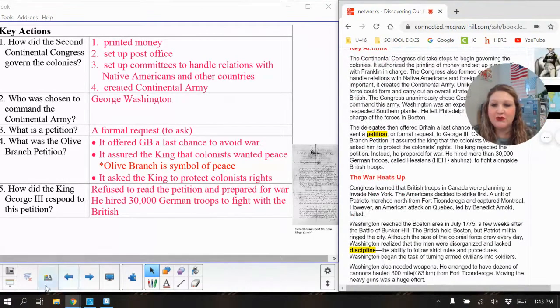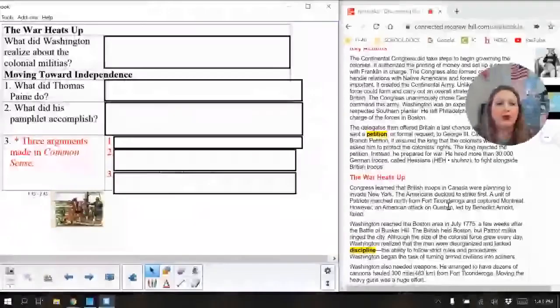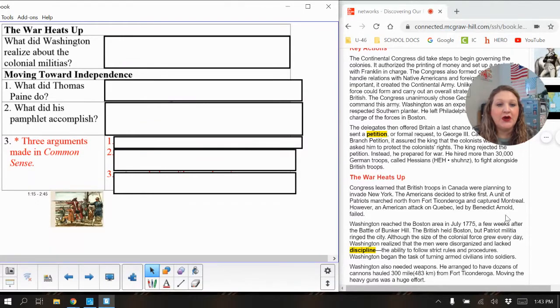Now move into the next page here. Under the war heats up, we're looking for what did Washington realize about the colonial militias? So Congress learned that the British troops in Canada were planning to invade New York. The Americans decided to strike first. A unit of patriots marched north from Fort Ticonderoga and captured Montreal. However, an American attack on Quebec led by Benedict Arnold failed.